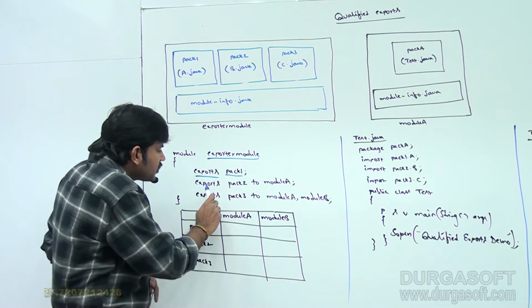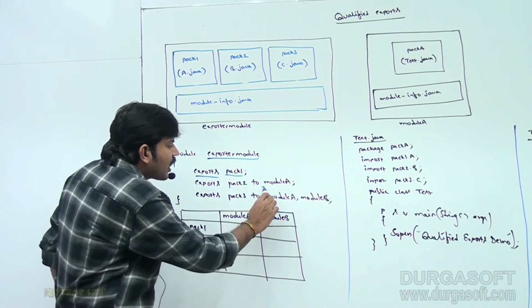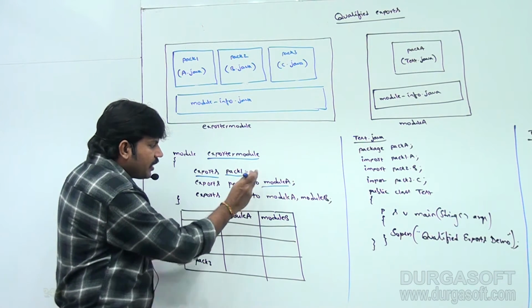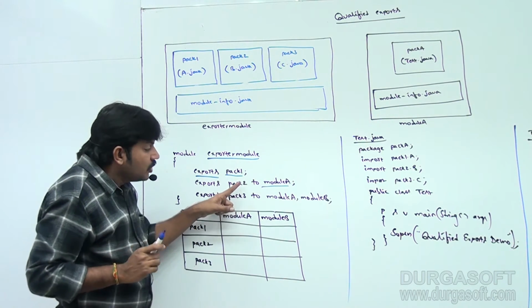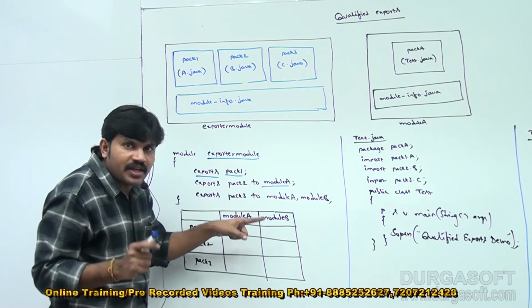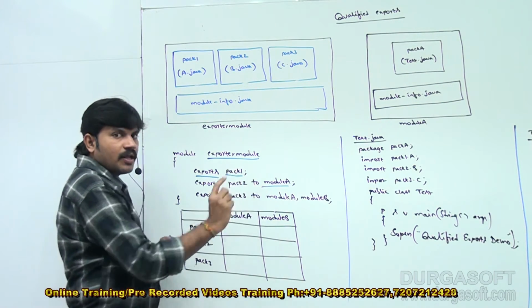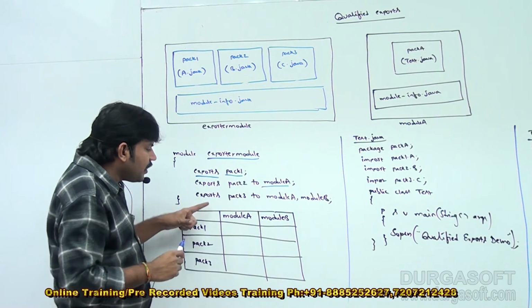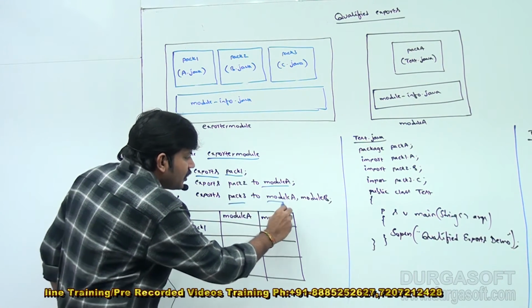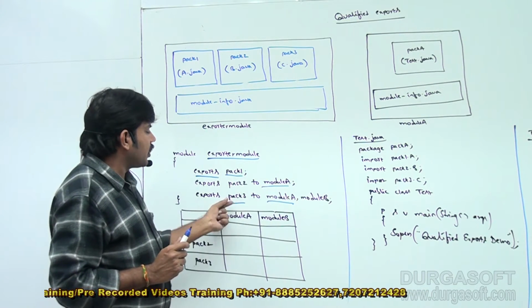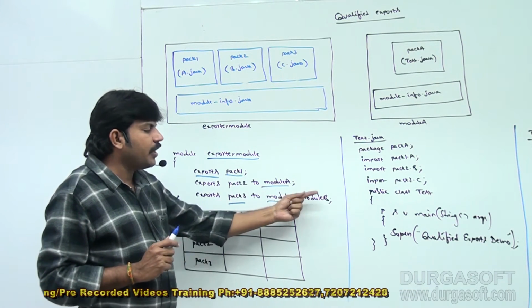Remember that. Next, exports pack 2 to module A. Observe that very carefully. So pack 2 is available only for module A. Remember, pack 2 is available only for module A. Similarly, exports pack 3 to module A, module B. Remember that. So now pack 3 is available for module A and module B.